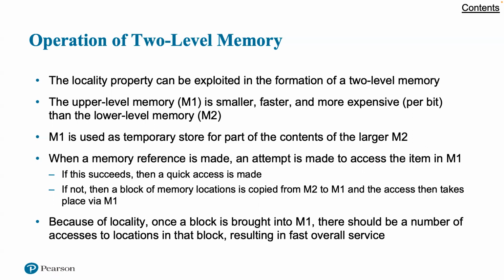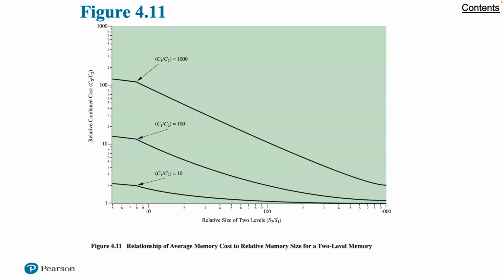If not, then a block of memory locations is copied from M2 to M1, and the access then takes place in M1. Because of locality, once a block is brought into M1, there should be a number of accesses to locations in that block, resulting in fast overall service.